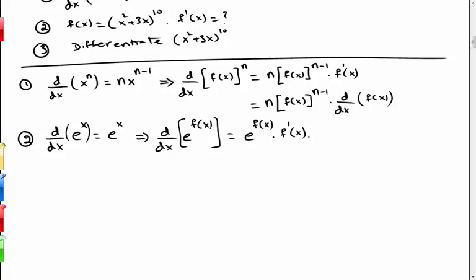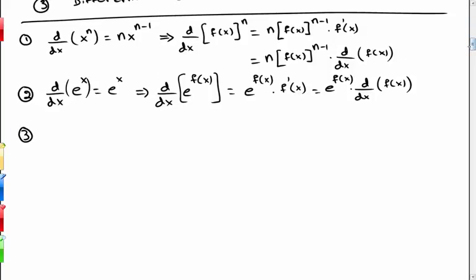As before, I might prefer to write this f prime of x as d/dx of f(x), and I'll show you why I would rather say d/dx of f(x). Let's see if this concept is beginning to make sense via another example. What else do we know? We know the basic derivative d/dx of sine x. d/dx of sine x is cosine x.